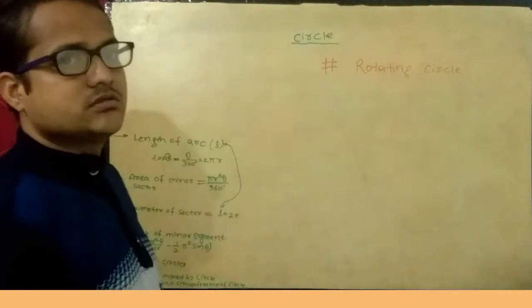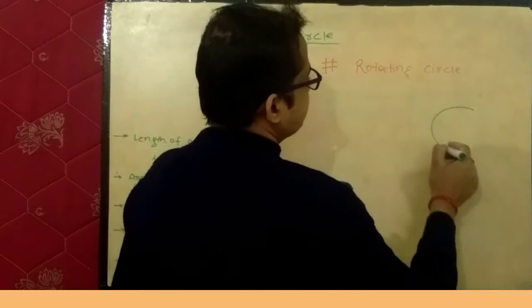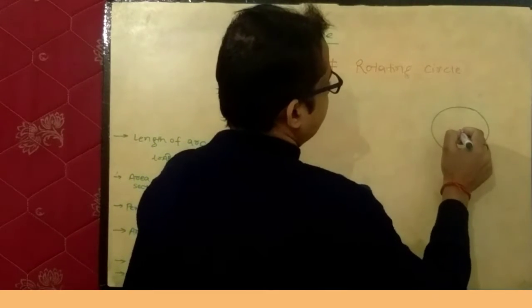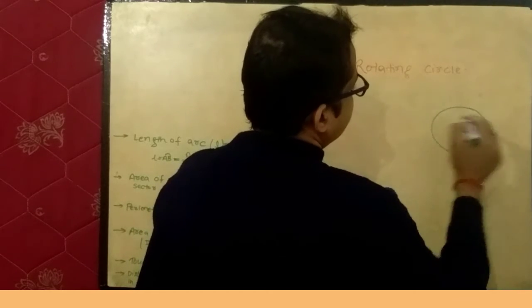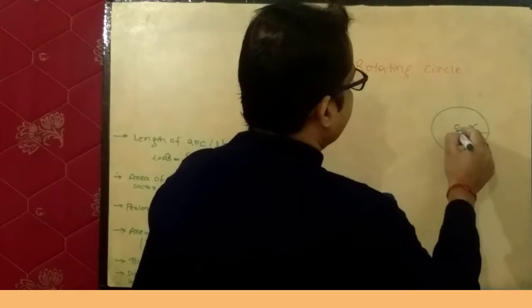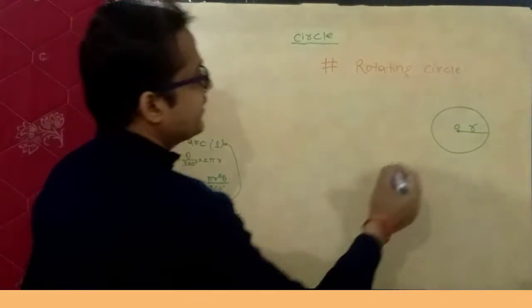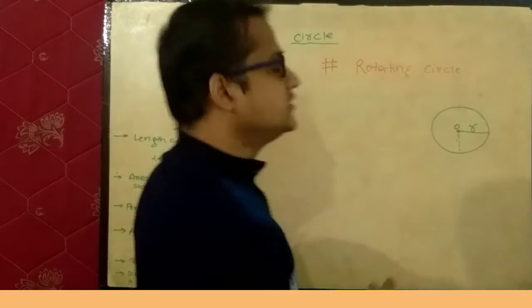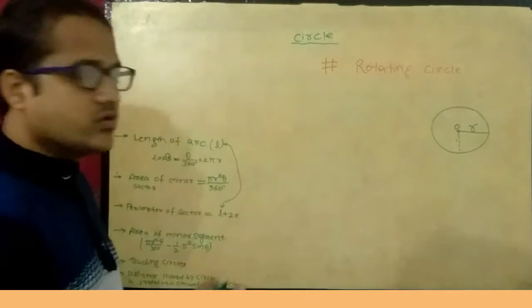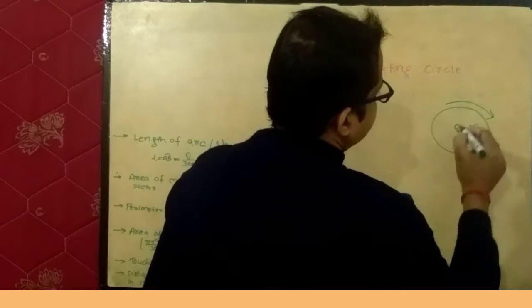Now next topic is rotating circle. Let us consider this is a circle having center O and radius small r. Simply this circle is rotating and this center point is not fixed. This circle, or a circular disc, is simply rotating and moving in forward direction.